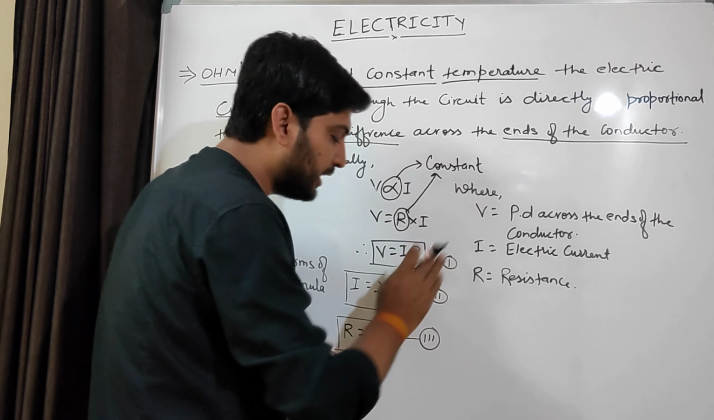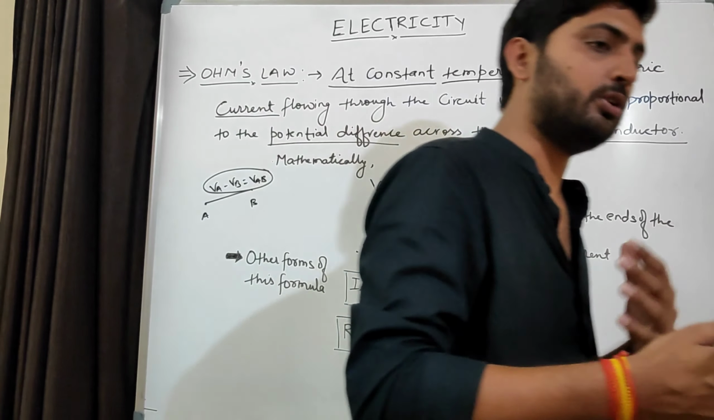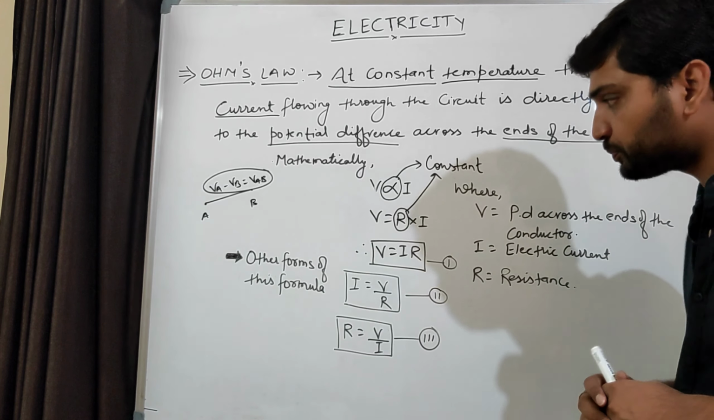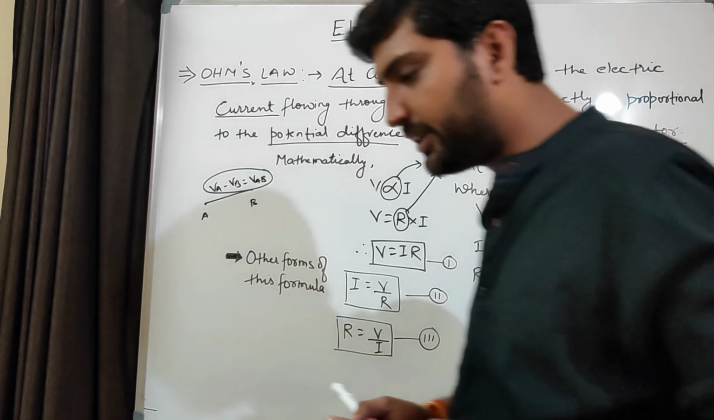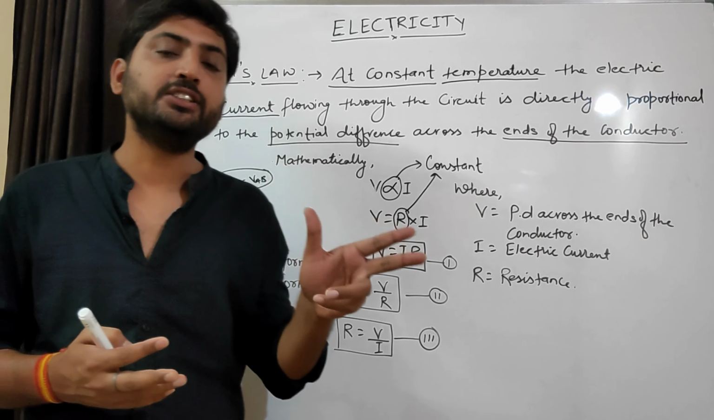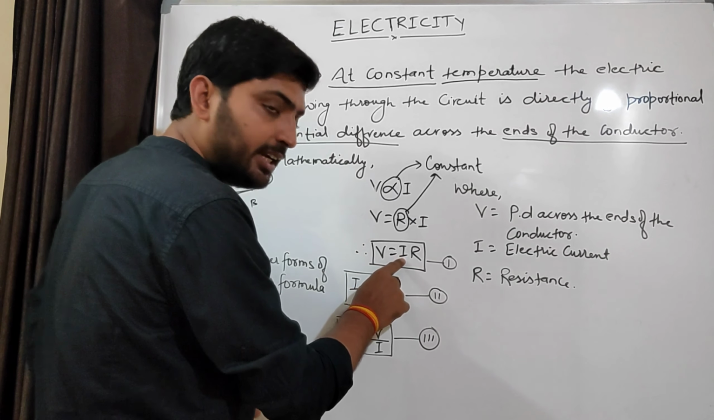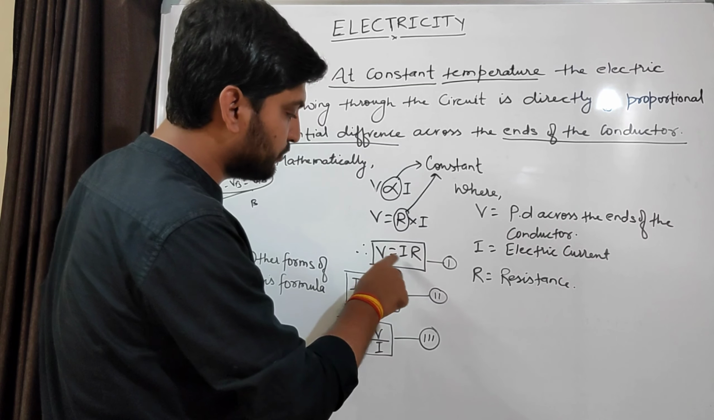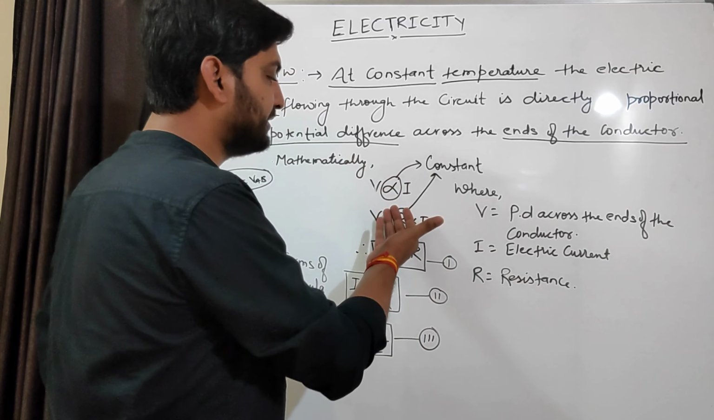So V is equal to R into I. We can arrange it as V is equal to IR, because this is very famous, V is equal to IR. These two are other forms of this formula. If we need to find potential difference, the formula is electric current into resistance. If we need to find electric current, we transfer the resistance from RHS to LHS. What will happen? I is equal to V by R. This is another form of the same formula.